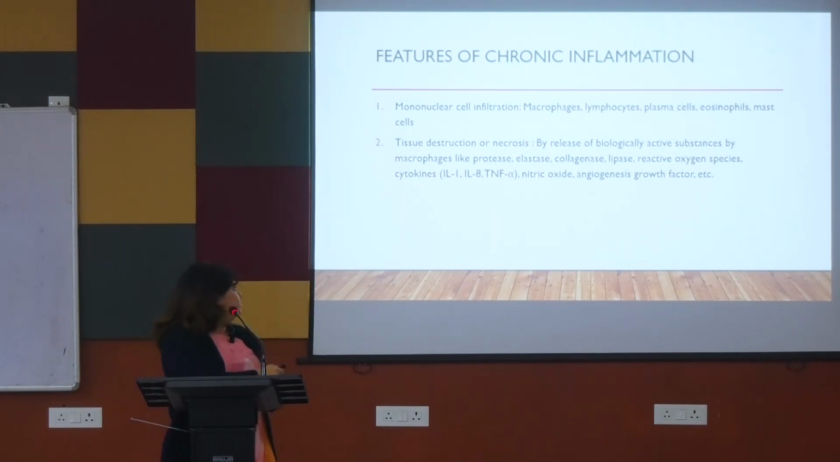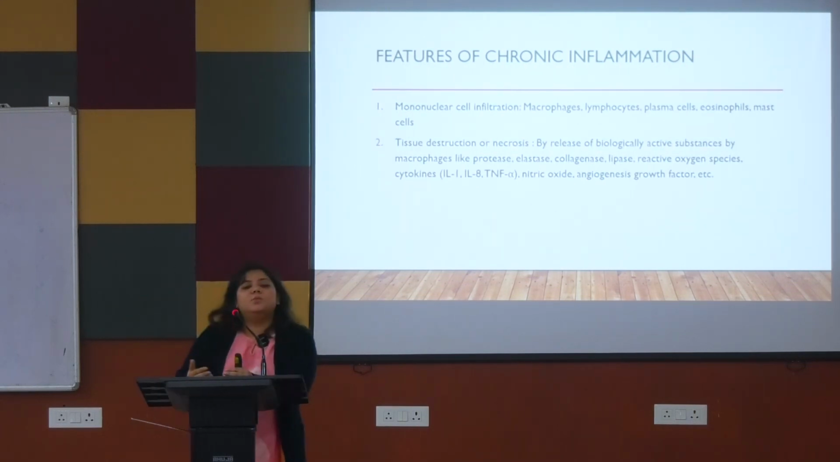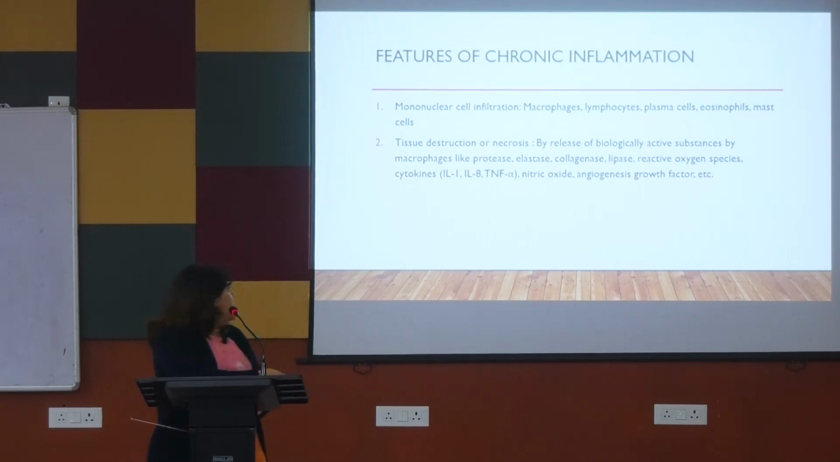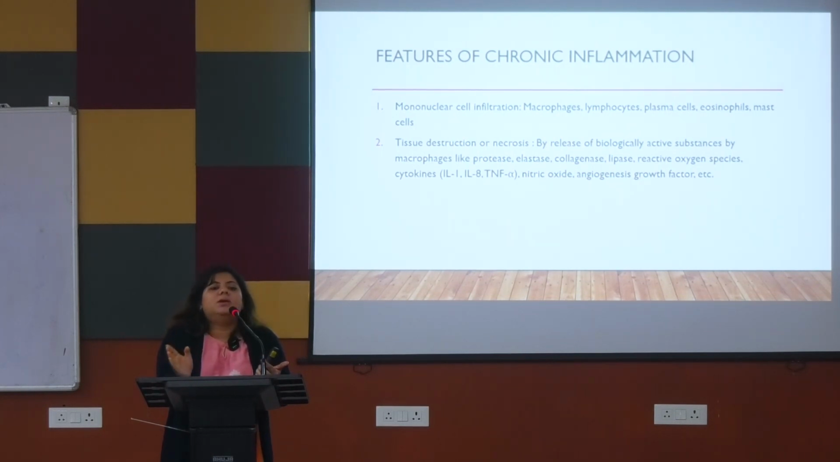Now features. What happens? There is mononuclear cell infiltration. The mononuclear cells are the macrophages and the lymphocytes mainly. Apart from that, mast cells, eosinophils, some neutrophils. Now these will first infiltrate. There will be some chemotactic agent secretion. There will be interleukin, TNF alpha, interferon gamma. These will be secreted by the Th cells. There will be T helper cells and the macrophages.